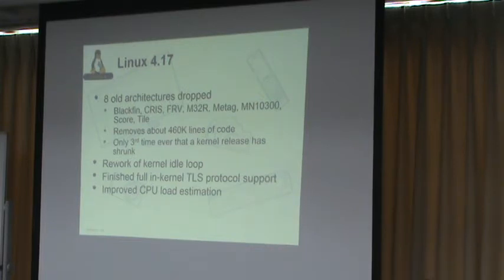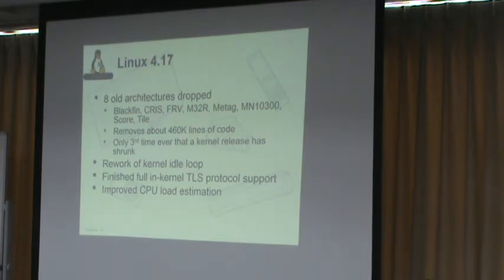4.17. The really unique thing about this is the kernel usually grows in size, number of lines of source code. And this is only the third time ever that the kernel size shrunk on release, fewer lines of code than before. Interestingly enough, we had the fourth time in 4.18. So two kernel releases in a row, the kernel shrunk because we took things out.